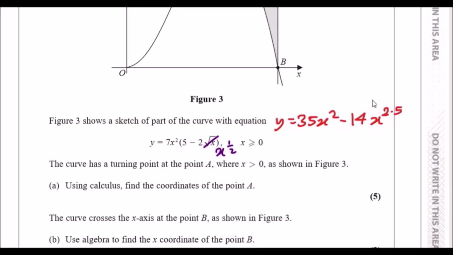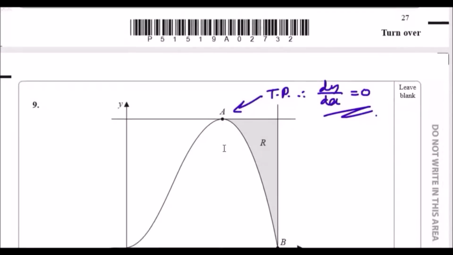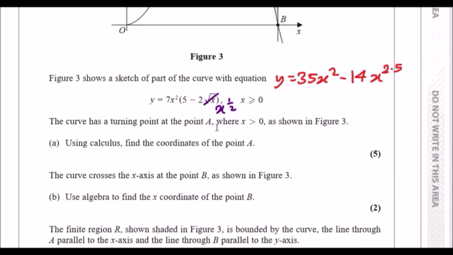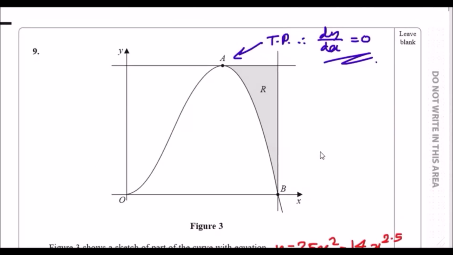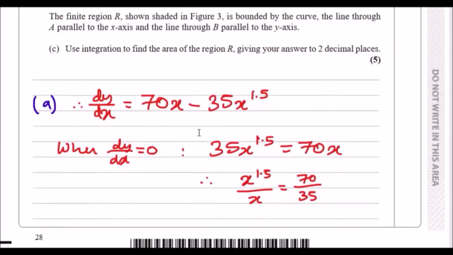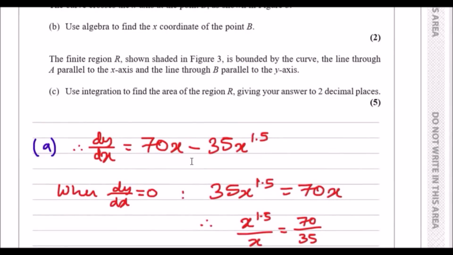Now, let's keep going. So the curve has a turning point at point A, so that's why I call it TP. And we know that by differentiating to get the coordinates. So A: using calculus, find the coordinates of the point A. Now, straightforward. In other words, we've got the curve here. Let's differentiate dy over dx this equation right here. So when I did that, I got 70x minus 35x to the power 1.5.